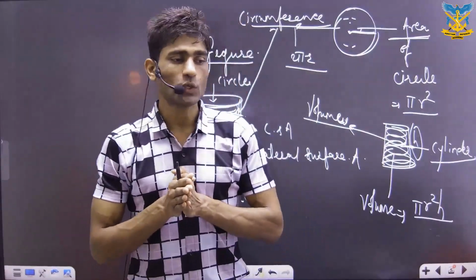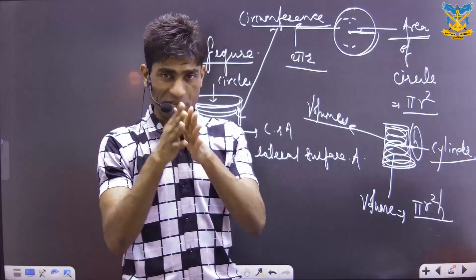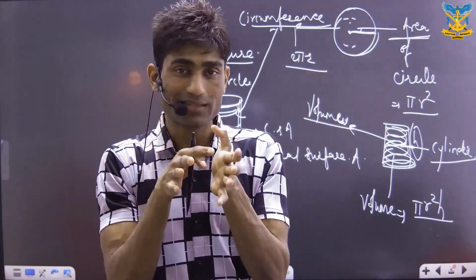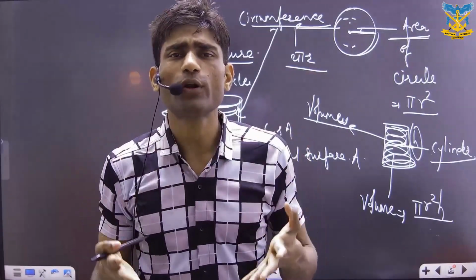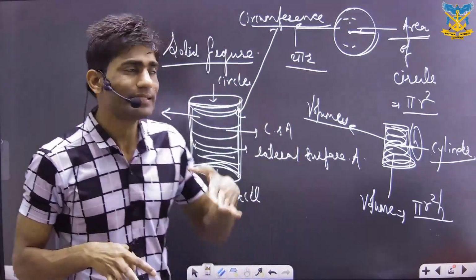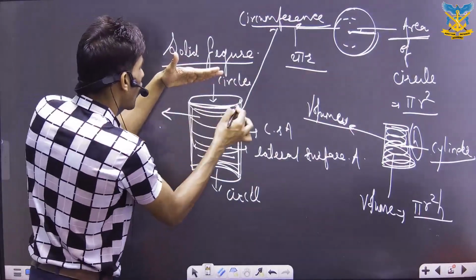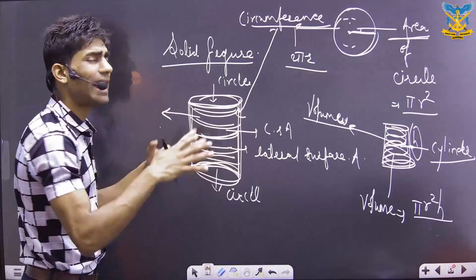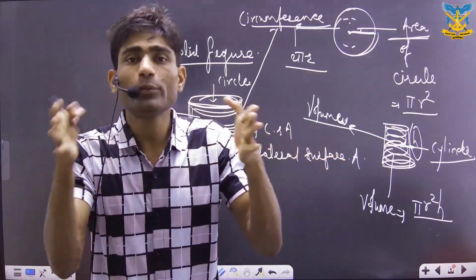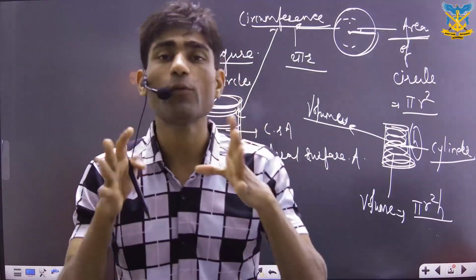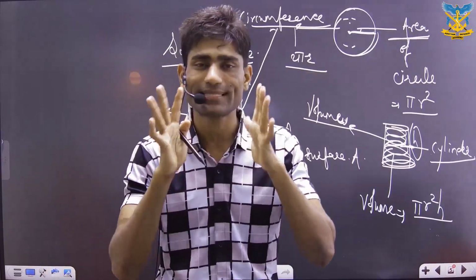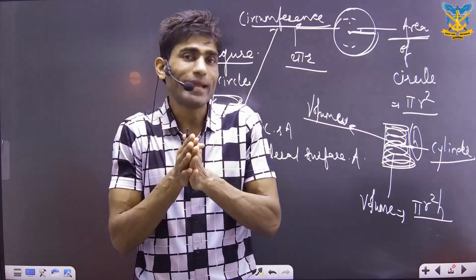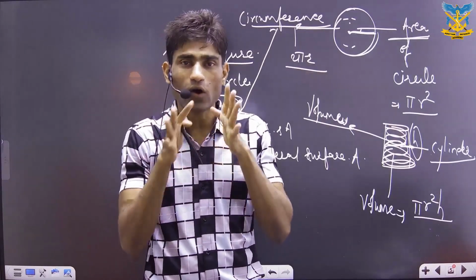So I'm expecting that you all have understood what curved surface area and lateral surface area are. Now what about total surface area? Total surface area means the area of the top plus the area of the bottom plus the curved or lateral surface area. When we add all these surface areas, we get the total surface area for the cylinder. I am expecting that you all have understood all these concepts.